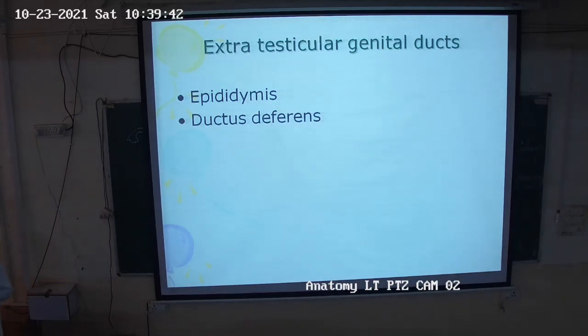Both of these having an epithelium which is pseudostratified columnar epithelium. Cilia are not present, but modified microvilli are present, which are known as stereocilia. These are not for the movement. These are not for the mobility, but their function is the absorption of the excess testicular fluid. So testis से fluid साथ में आया है sperm से, it will absorb the excess fluid.